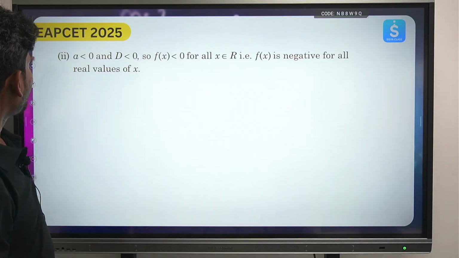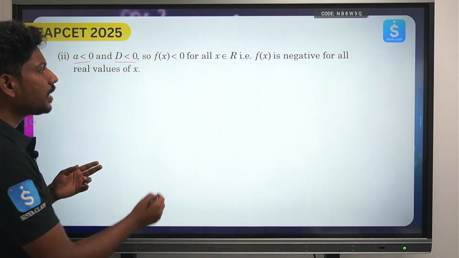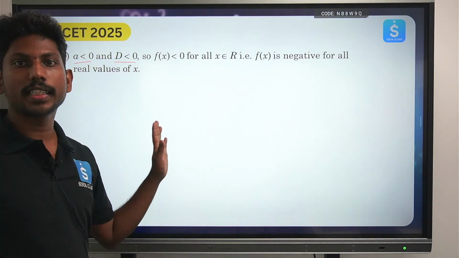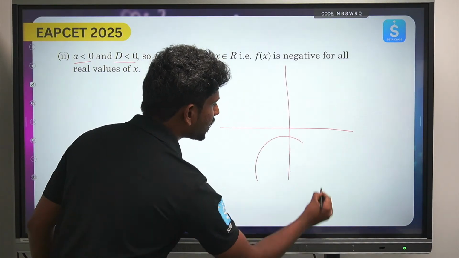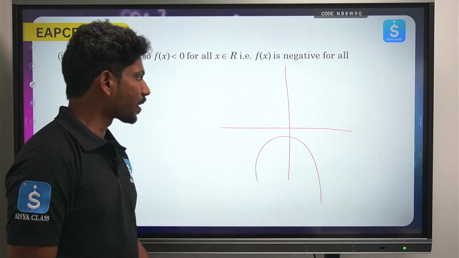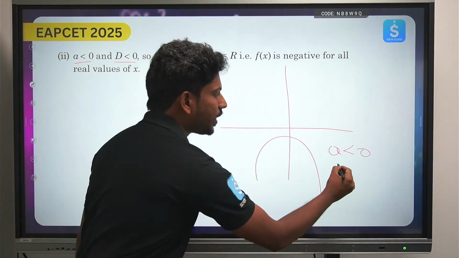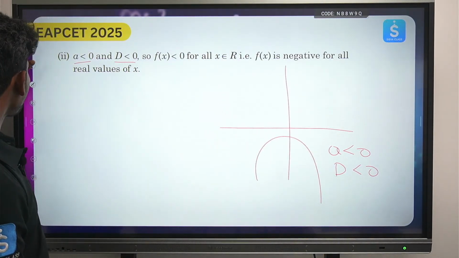Now let's see, a is less than 0, d is less than 0, then what does it mean? The parabola is facing downward, and d is less than 0 means it is not intersecting the x-axis. That means we have a parabola in such a way that a is less than 0 and it is not meeting the x-axis. So this is the case where a is less than 0, that means down, and d is also less than 0 where it is not touching the x-axis. Okay, let's see the next one.